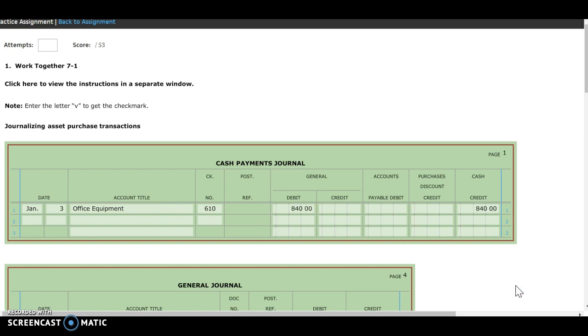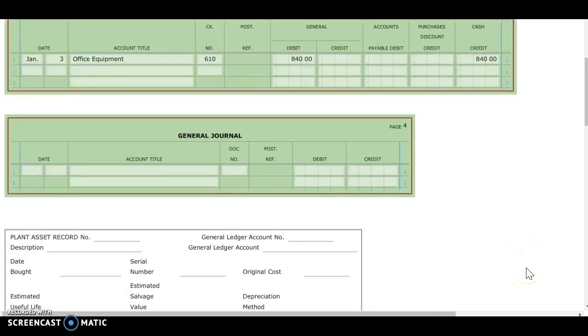Transaction number 2 is April 5th. It says that we bought a conveyor table, plant asset number 326, on account from Packing Systems, $1,800, estimated salvage value $200, estimated useful life 5 years, and serial number is given to us, memorandum 67. Since we bought that on account, we're going to go to our general journal.